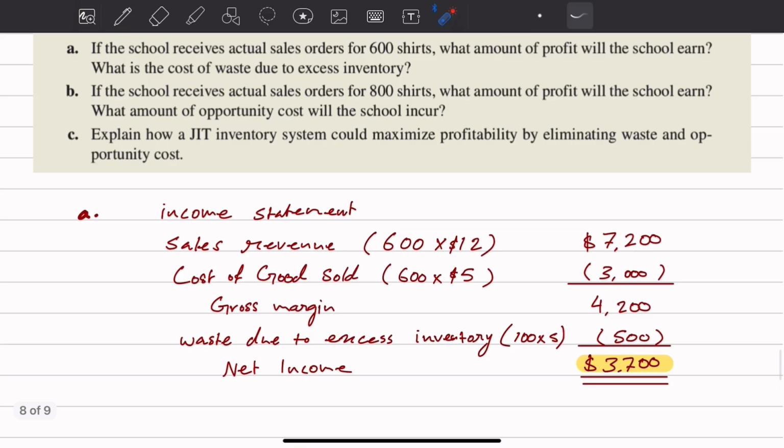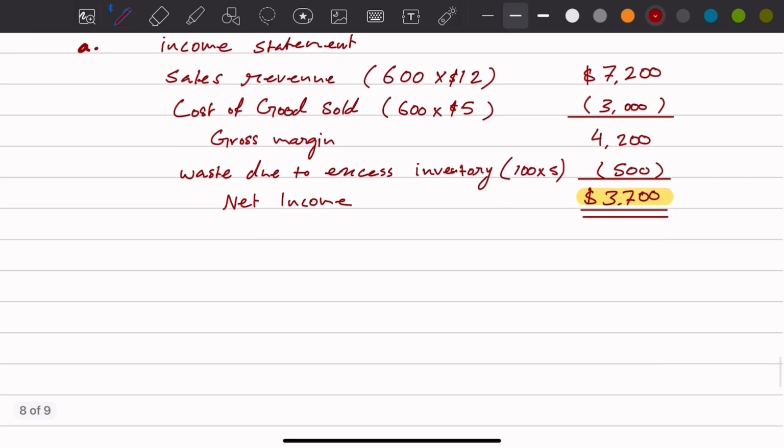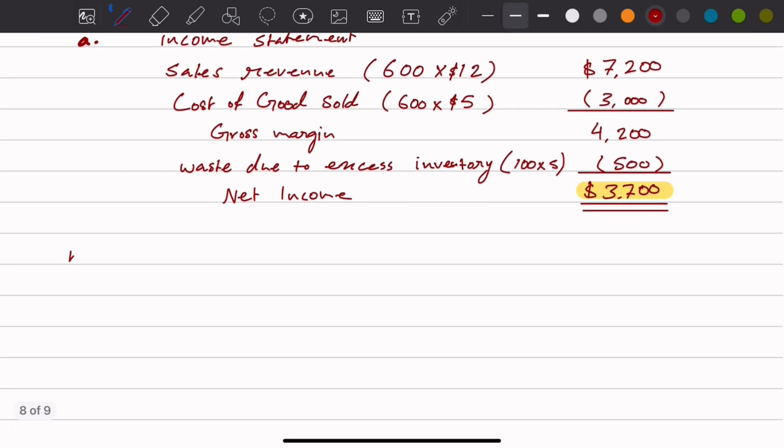Part B, it says if the school receives actual sales orders for 800 shirts. Notice this time they received 100 orders in excess of the number of shirts that they hold in the inventory. So what amount of profit will the school earn, and what amount of opportunity cost will the school incur? Again, we're going to do this as a basic income statement.